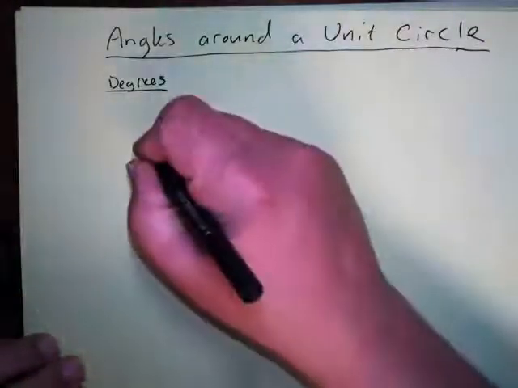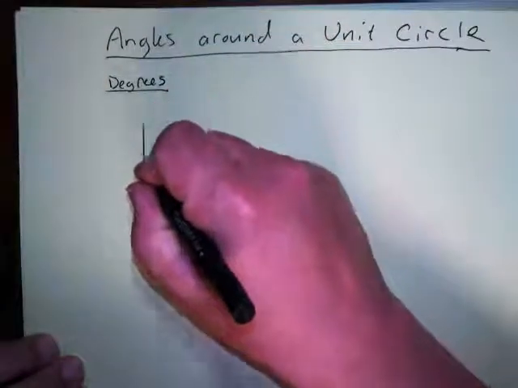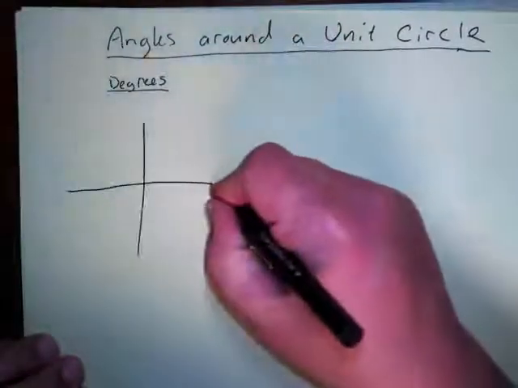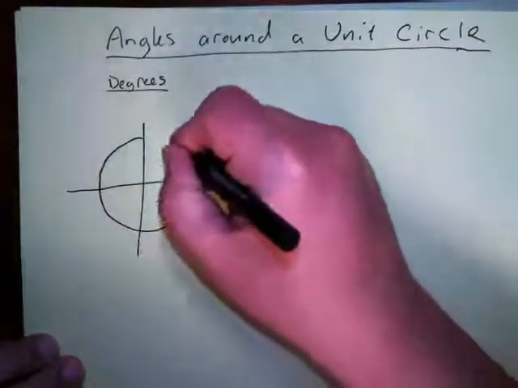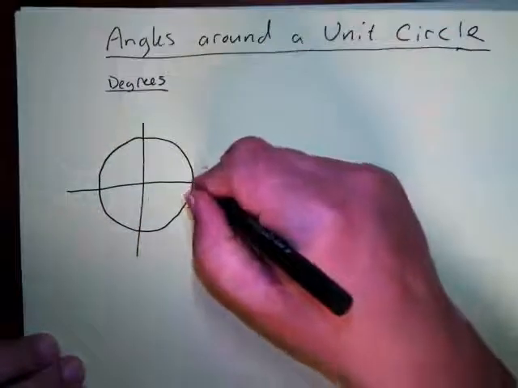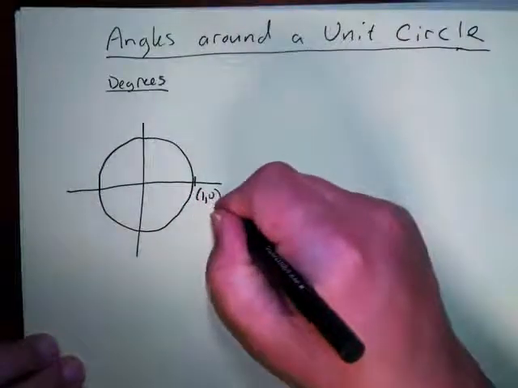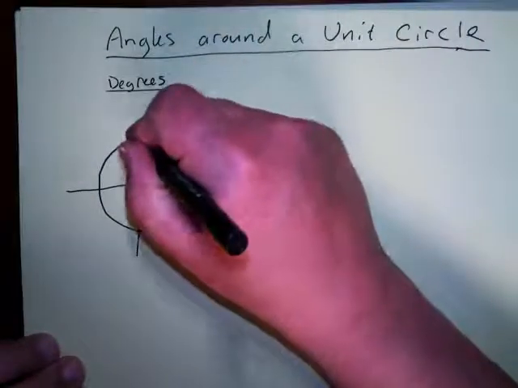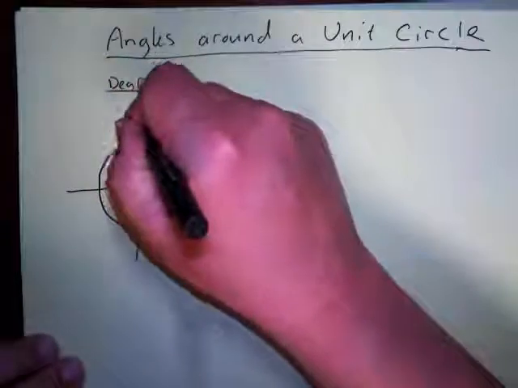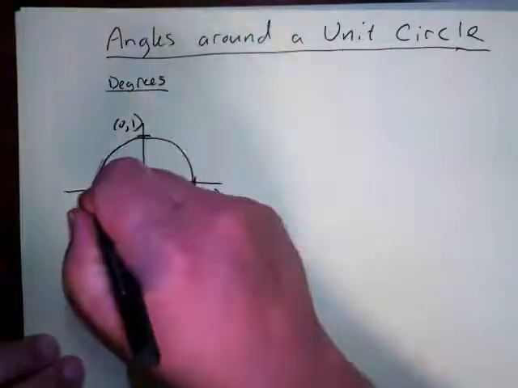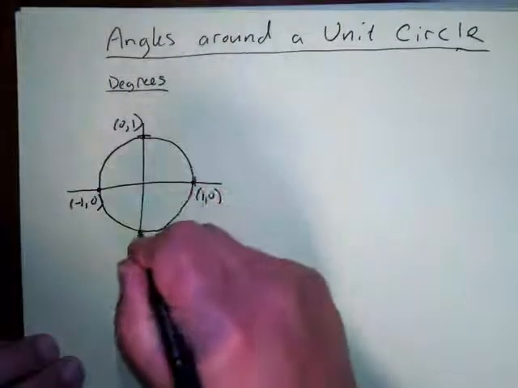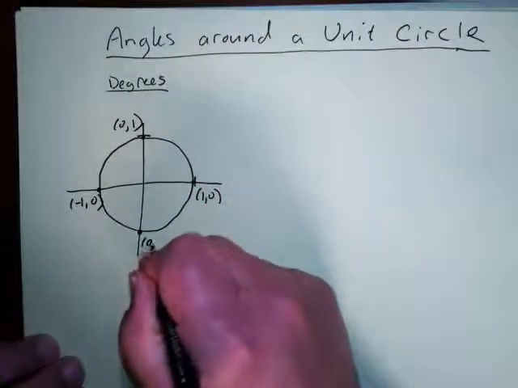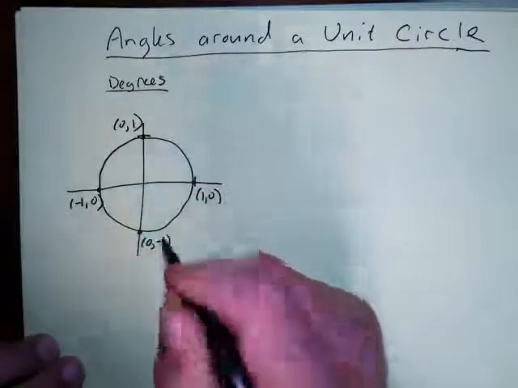Okay, so basically here, in degrees, this is like a unit circle, let's say. And so this point here would be (1, 0). This point up here would be (0, 1). Right? This point down over here is (-1, 0). And this point down here is (0, -1).